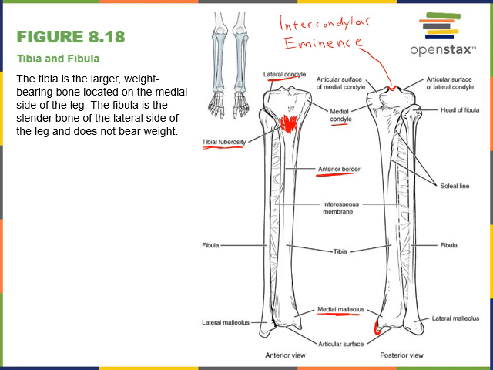So the lateral long bone in the leg in the crural region is the fibula. The fibula has a lateral malleolus that also helps to stabilize the ankle joint. And this is the distal epiphysis of the fibula, whereas the proximal epiphysis of the fibula is the head of the fibula.